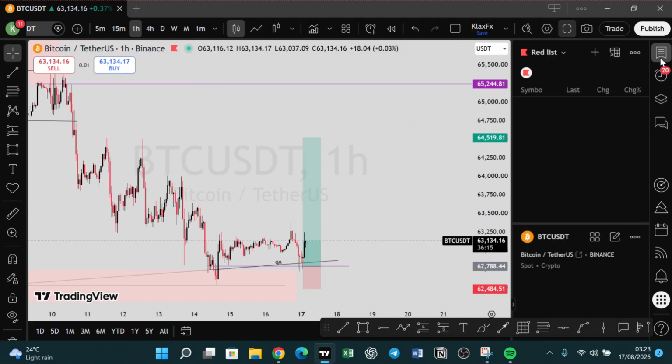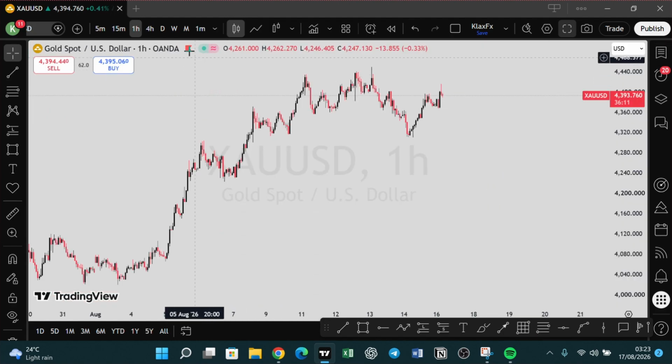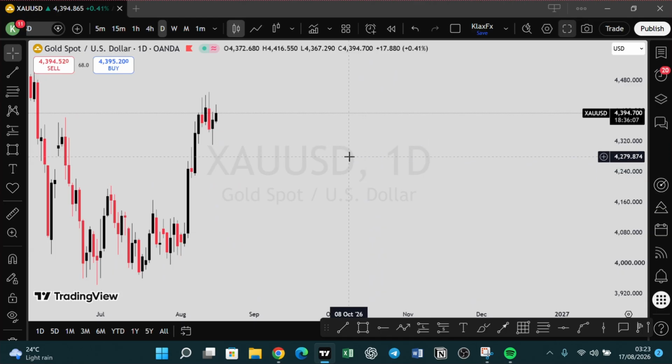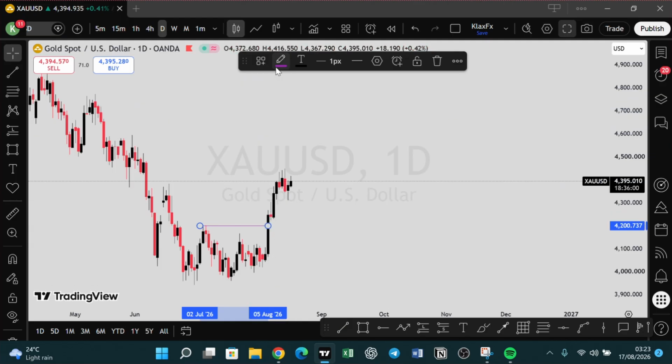Then let me rush to XAUUSD, which is gold. So on gold, let me start from the daily time frame. So we know that we are bullish here on gold. Why? This break of structure to the upside. And if that is the case, that means what? These buyers are now induced. If these buyers are induced, that means we want to look for an area where these buyers are trapped below so that we can take our trade from there.